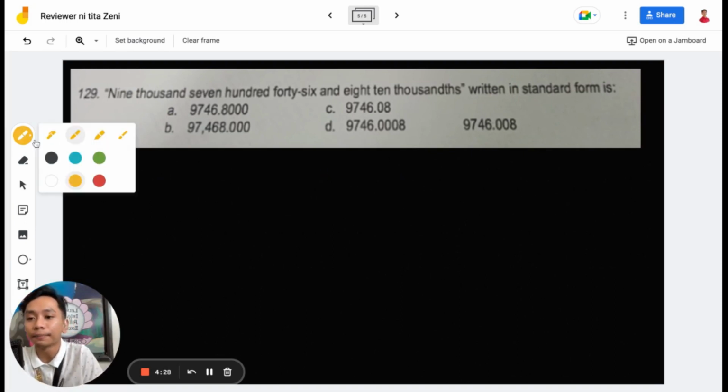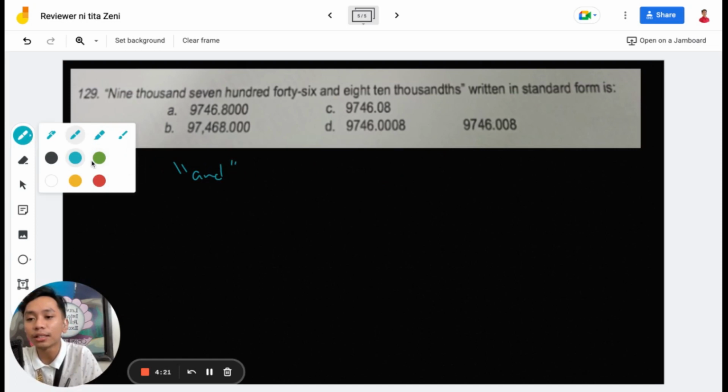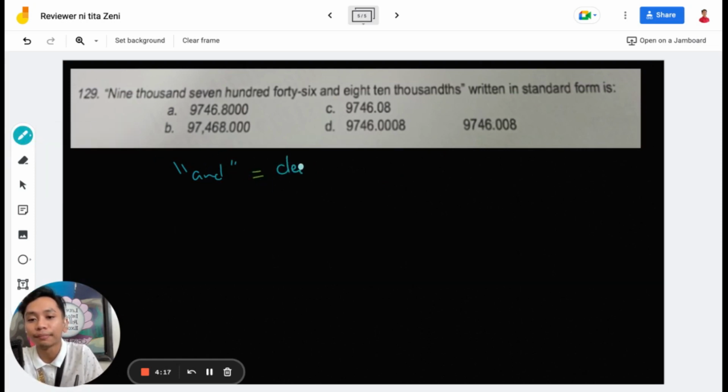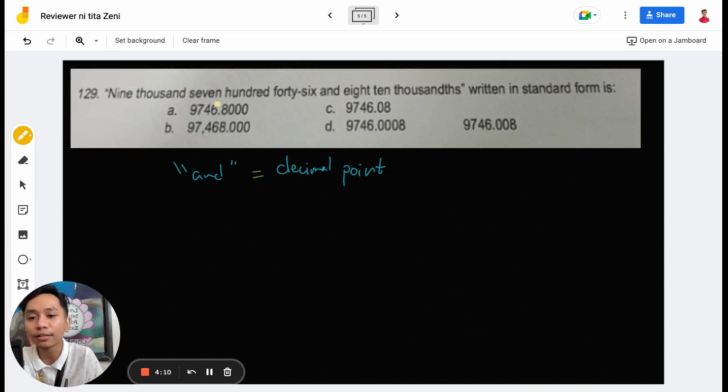Tandaan lang natin na yung salitang "and" essentially means decimal point. So kung hatiin mo into two parts yung statement, 9,746, ito yung whole part, whole numbers. "And" is the decimal point. And then yung decimal part is 8/10,000. Mabilis natin ito masasagot by virtue of elimination.